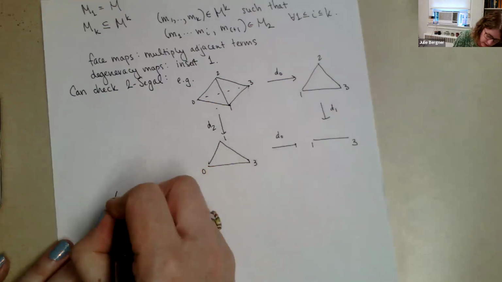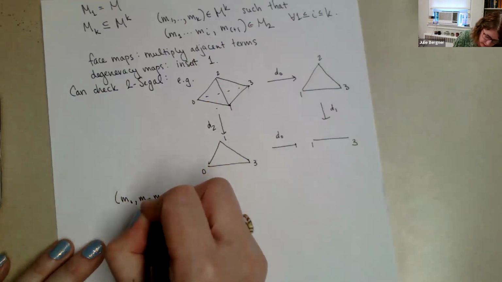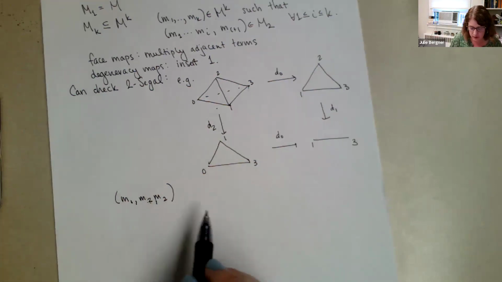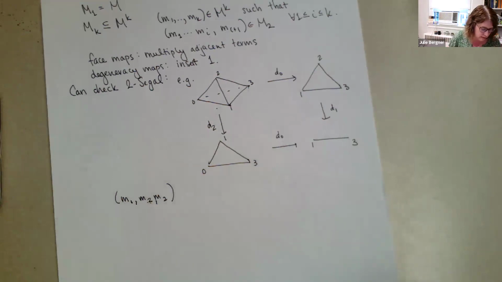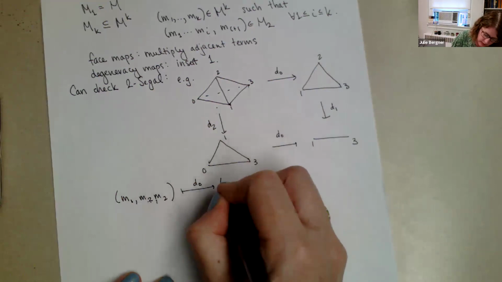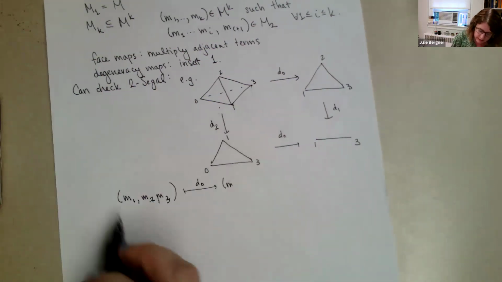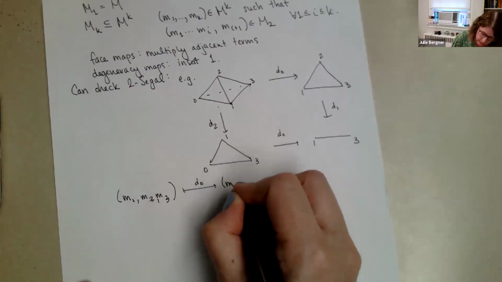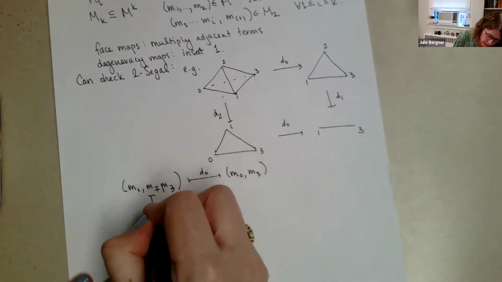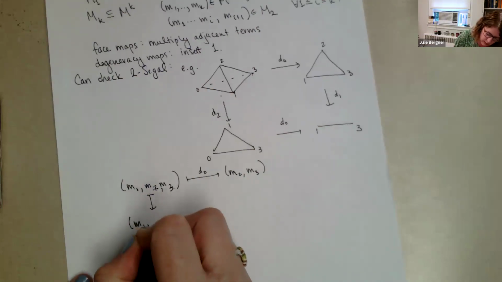So if I have an element, a 3 simplex of this partial monoid, this looks like a triple. So this is something in M cross M cross M that satisfies these conditions. And then if I apply D0, that's going to drop the first term, and I'm left with M2, M3. If I apply D2, that's going to multiply M2 and M3.